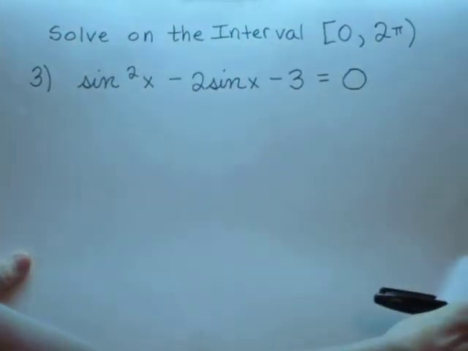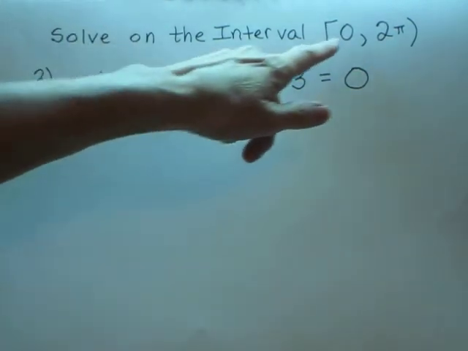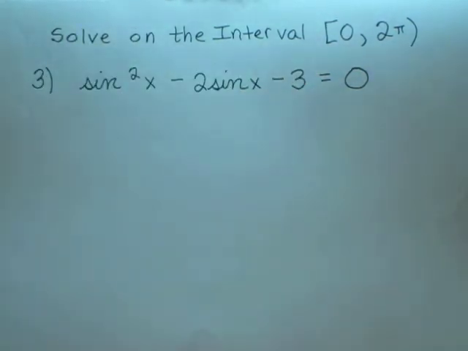For our third problem, this time they're asking us to just solve on the interval from 0 to 2 pi. So we're really just going once around the circle. We're not going to have to put plus 2n pi for this one. We're just going to put it in the correct quadrant or quadrants that solve our equation here. So let's take a look at what we've got.